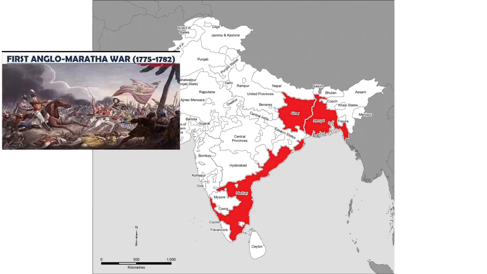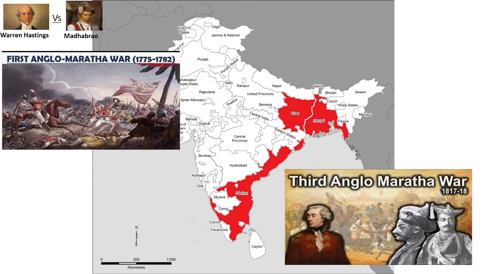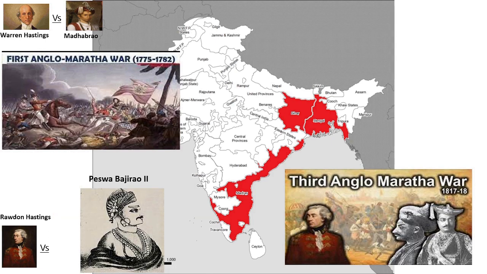Then the first Anglo-Maratha War was conducted between Warren Hastings and Peshwa Madhavrao in 1775, followed by the second and the third and final Anglo-Maratha War in 1817 between Rawdon Hastings and the famous Peshwa Bajirao II. Peshwa Bajirao II was defeated and the company captured the Bombay province.